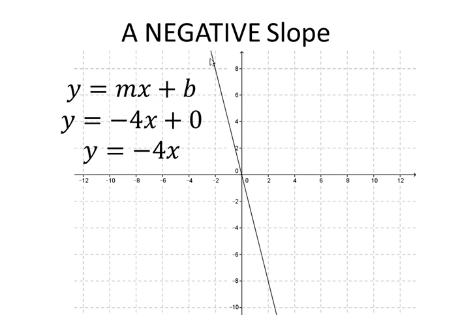And you can see that doing rise over run will also get you a value of negative 4. Let's start here. I'm going down 8 units, so that's a rise of negative 8. And over 2 units, that's a run of 2. Negative 8 over 2 reduces to negative 4. This has a slope of negative 4.